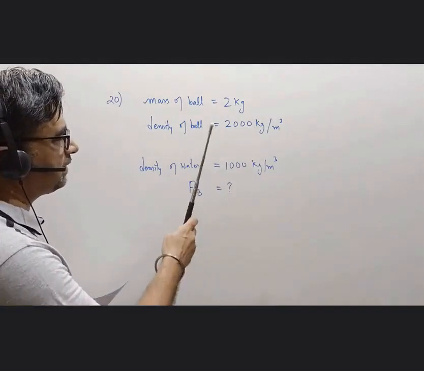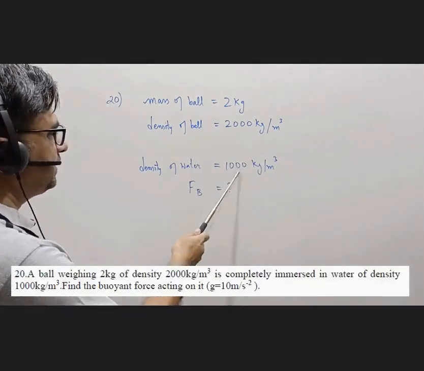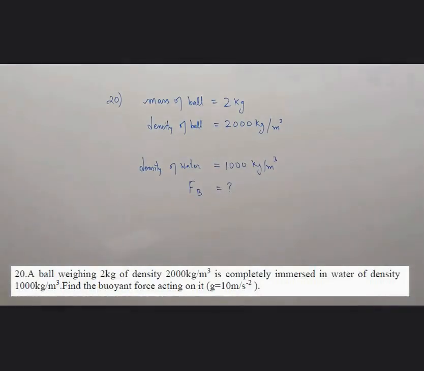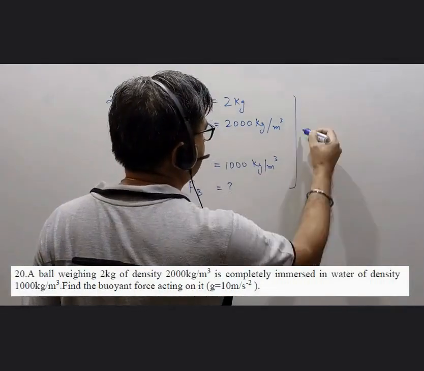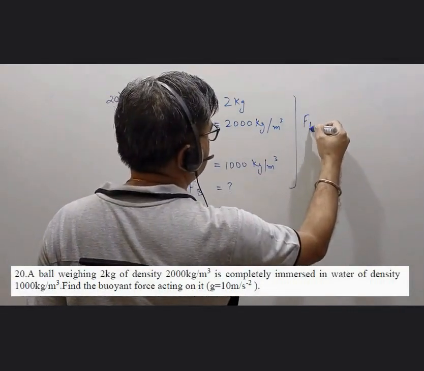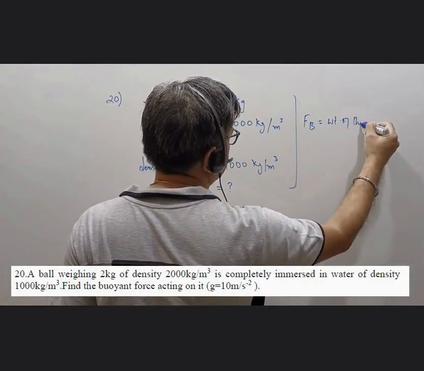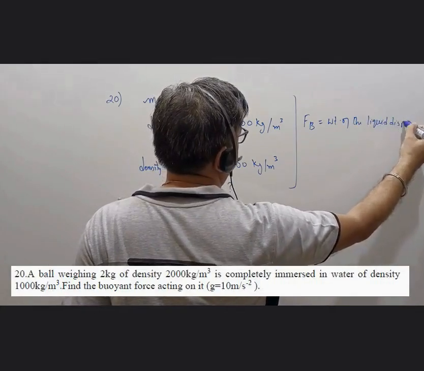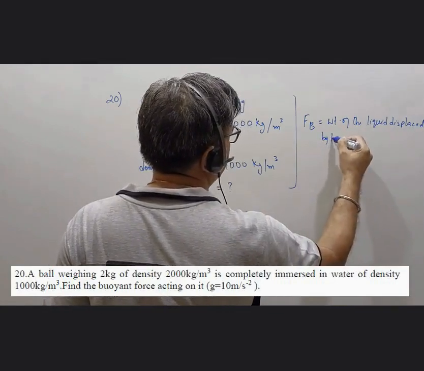This ball is immersed completely. It's given that this ball is immersed completely in water, the density of water being 1000 kg per meter cube, and we have got to find the buoyant force. Now what is buoyant force? Buoyant force is what? Buoyant force is equal to the weight of the liquid displaced. It's equal to the weight of the liquid displaced by the ball.